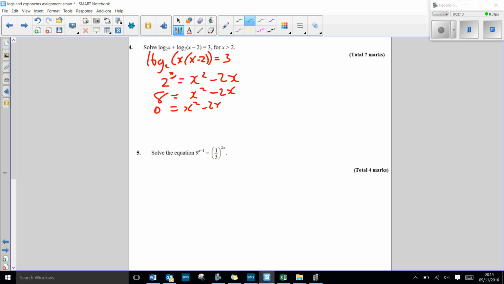Factorising this one gives me x minus 4, x plus 2, x equals 4 or negative 2, so x equals 4. I should stress that we must always discount any negative values, but in this question here it actually does say for x is greater than 2, so x equals 4 is the only solution we would have.